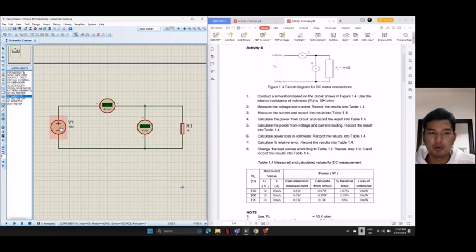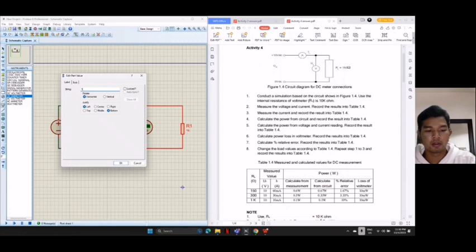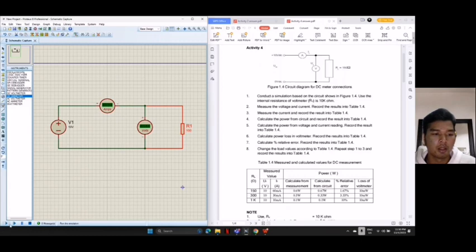So the first one, we have our supplies, which we have to set to 10 volt. This one is a DC ammeter, DC voltmeter, and resistor. For this resistor, we have to change the value following table 1.4. So the first one, we have to set to 150 ohms, and then on the DC ammeter, we got 0.07. After converting to milli, we get 60 milliampere.